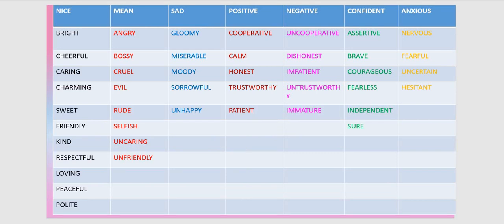The table shown here will give you an idea for the words that you can use to describe the personality of the three characters. So, nice has bright, cheerful, caring, charming. Mean, angry, bossy, cruel and so on. Sad, positive, negative, confident and anxious. These are the different personality traits. How we behave, how we put ourselves across to others. And these are the adjectives that describe it. So depending upon the character, you can use some of these words or maybe you can choose to use the words of your own choice.